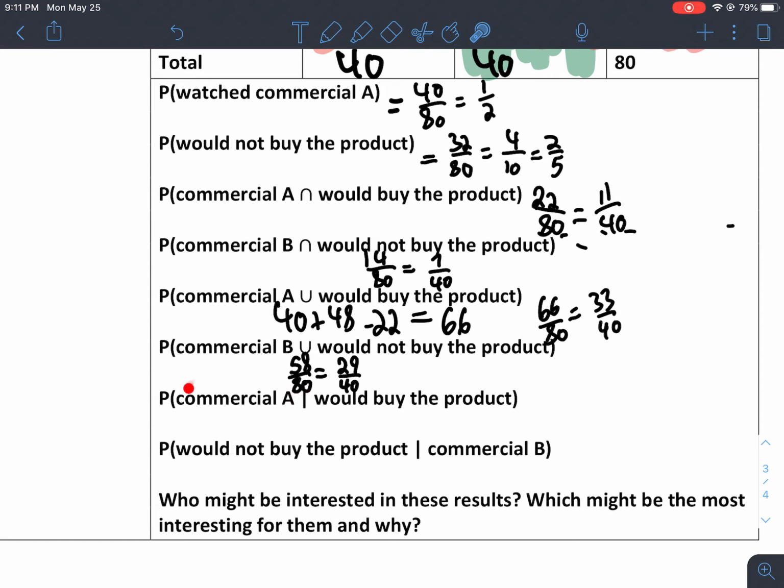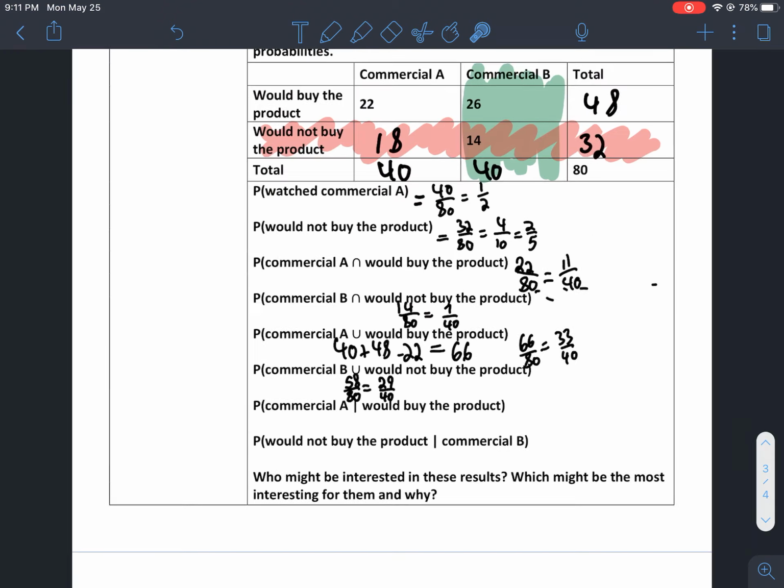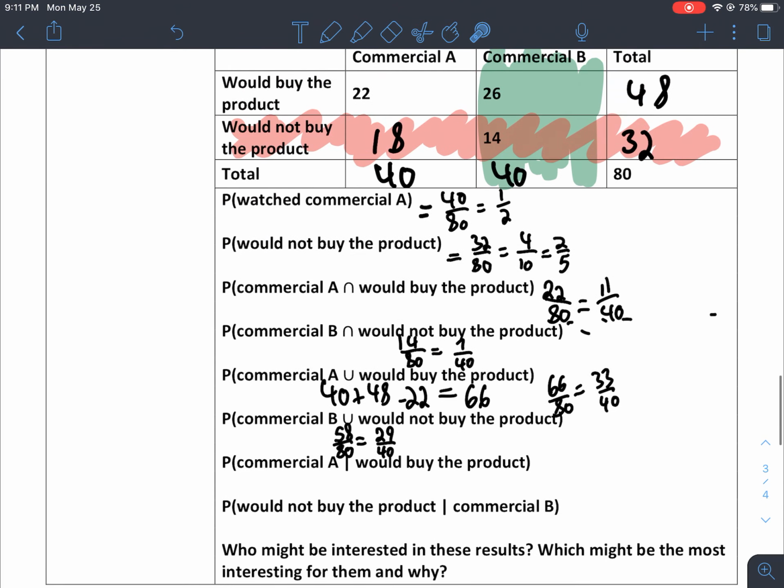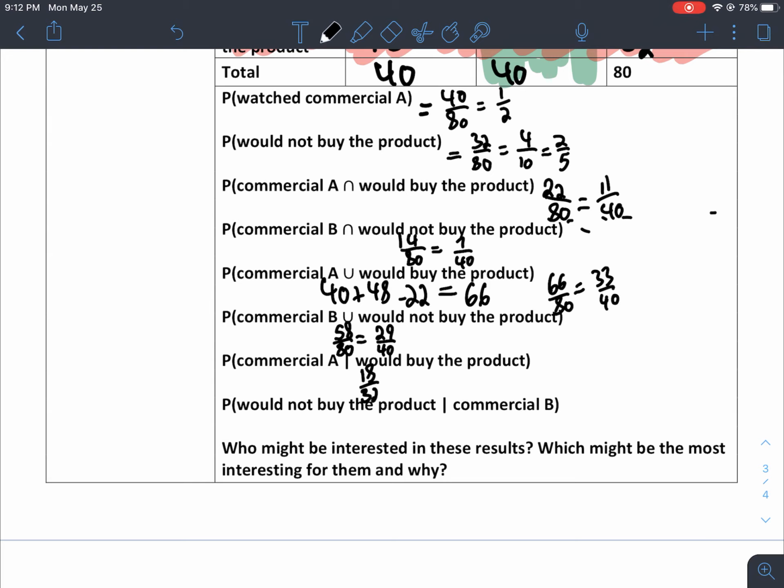How many watched commercial A given that they would not buy the product? So I look, there are 32 who won't buy the product. Of those 32, 18 watched commercial A and would not buy the product. So it's going to be 18 out of 32, which is 9 out of 16.